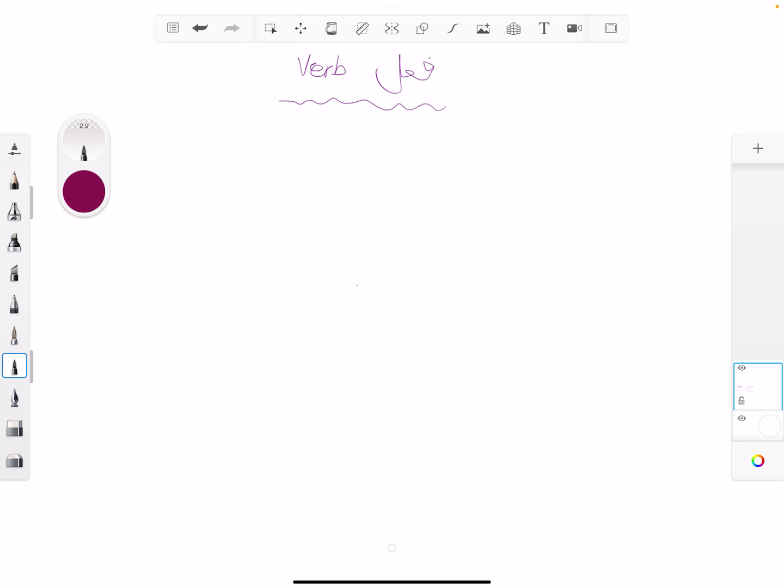So let me change the color of my pen just a little bit. Okay, so verbs can be of two types. All right, you know how you said isms, you can break them down into different types. Verbs, you can break them down as well. So one word is mu'rab. And one is mabni. Just remember these two words, mu'rab and mabni.